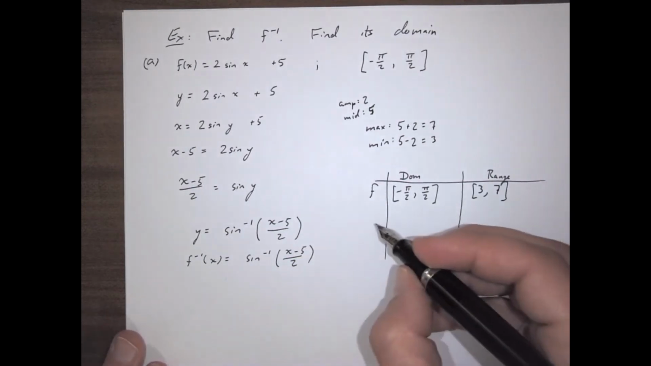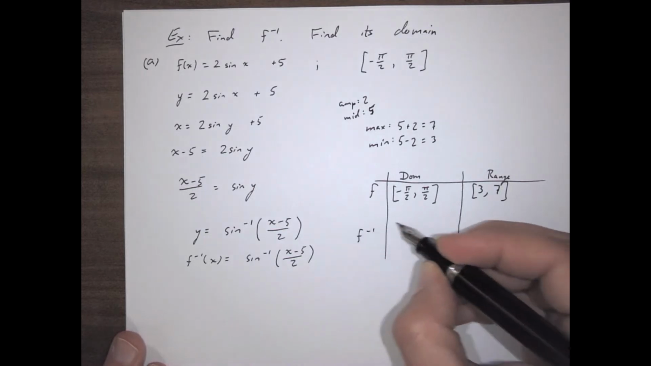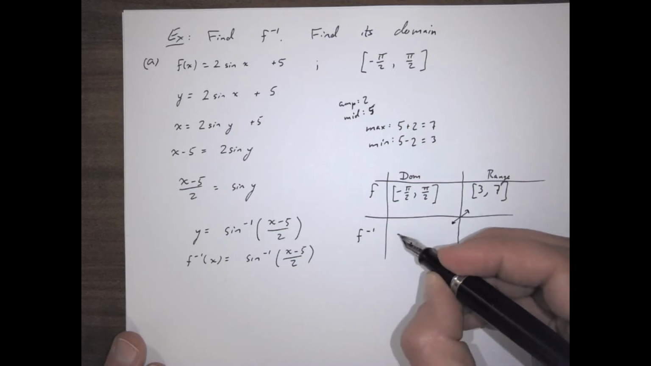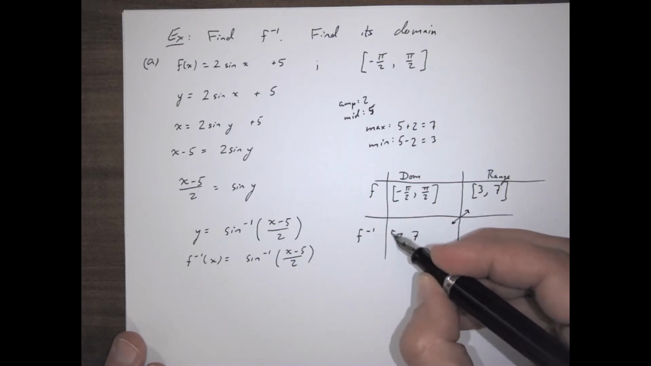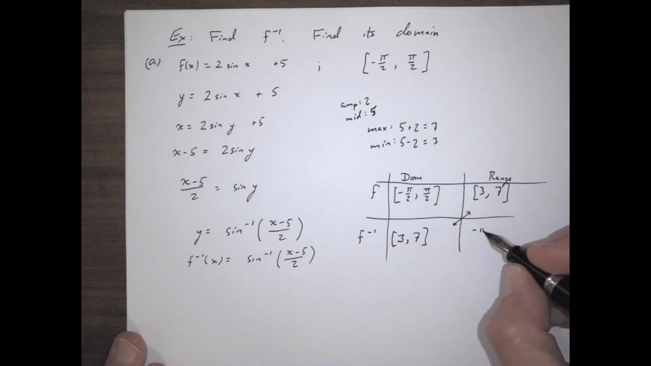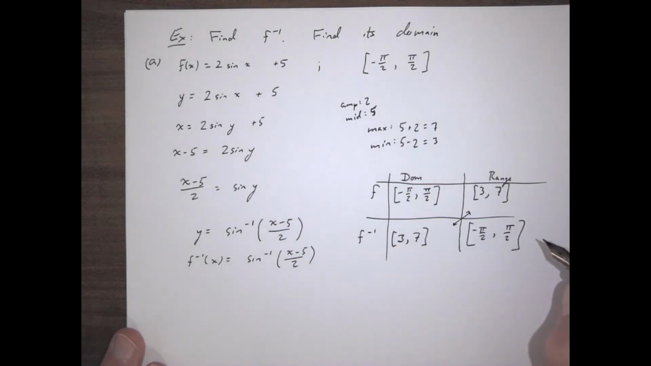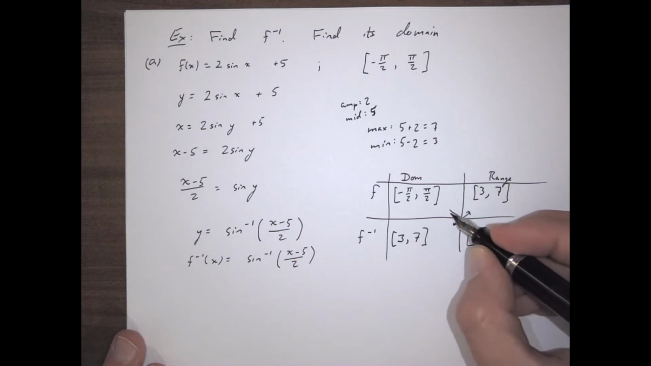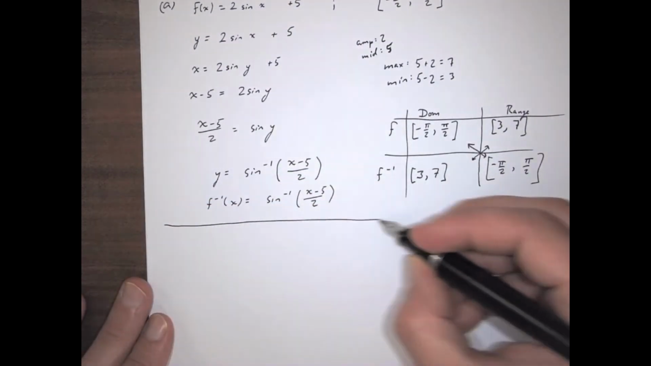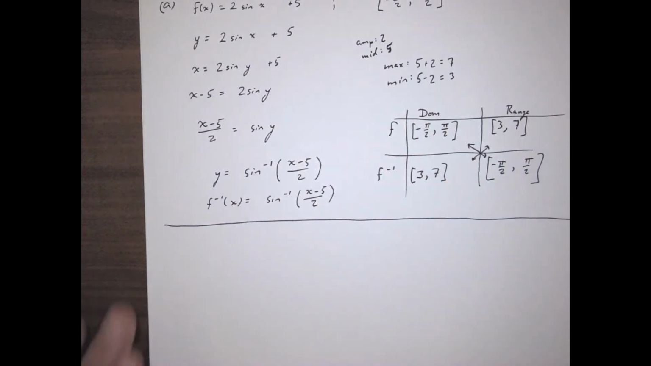for the original function. And now for f inverse, the whole thing just is switched. 3 to 7 is now the domain. Negative pi over 2 to pi over 2 is now the range. So that's how that could go.